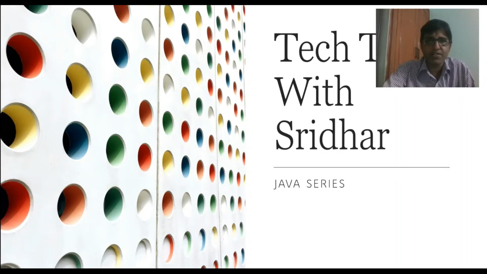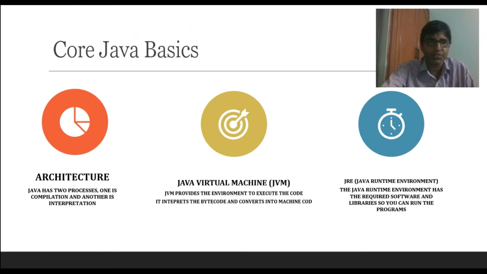Okay, let's understand the architecture. The architecture of Java has two core processes. One is the compilation, another is the interpretation. Java is supported by the Java Virtual Machine. It provides the basic environment for Java code to be executed, and also the JVM interprets the bytecode and converts that into the machine code, native machine code.